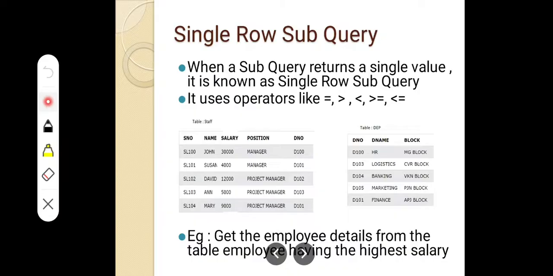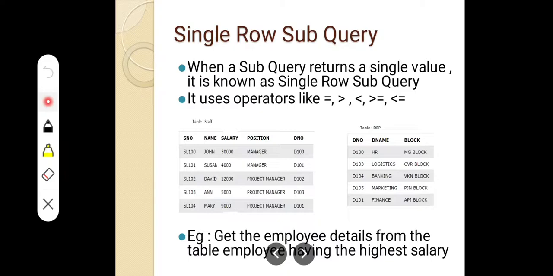Such a single row subquery uses relational operators like equal to, greater than, less than, greater than or equal to, less than or equal to. So that is called a single row subquery.